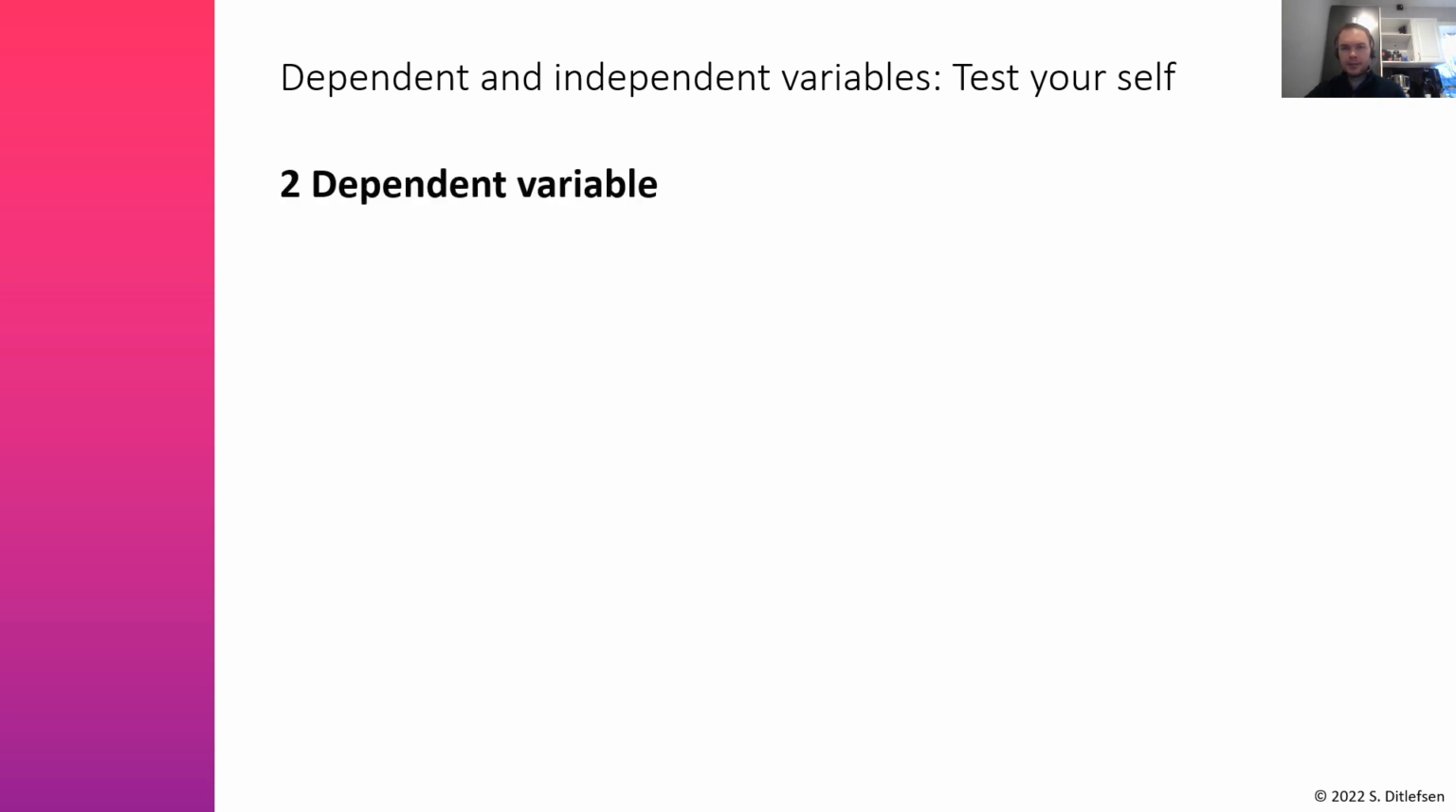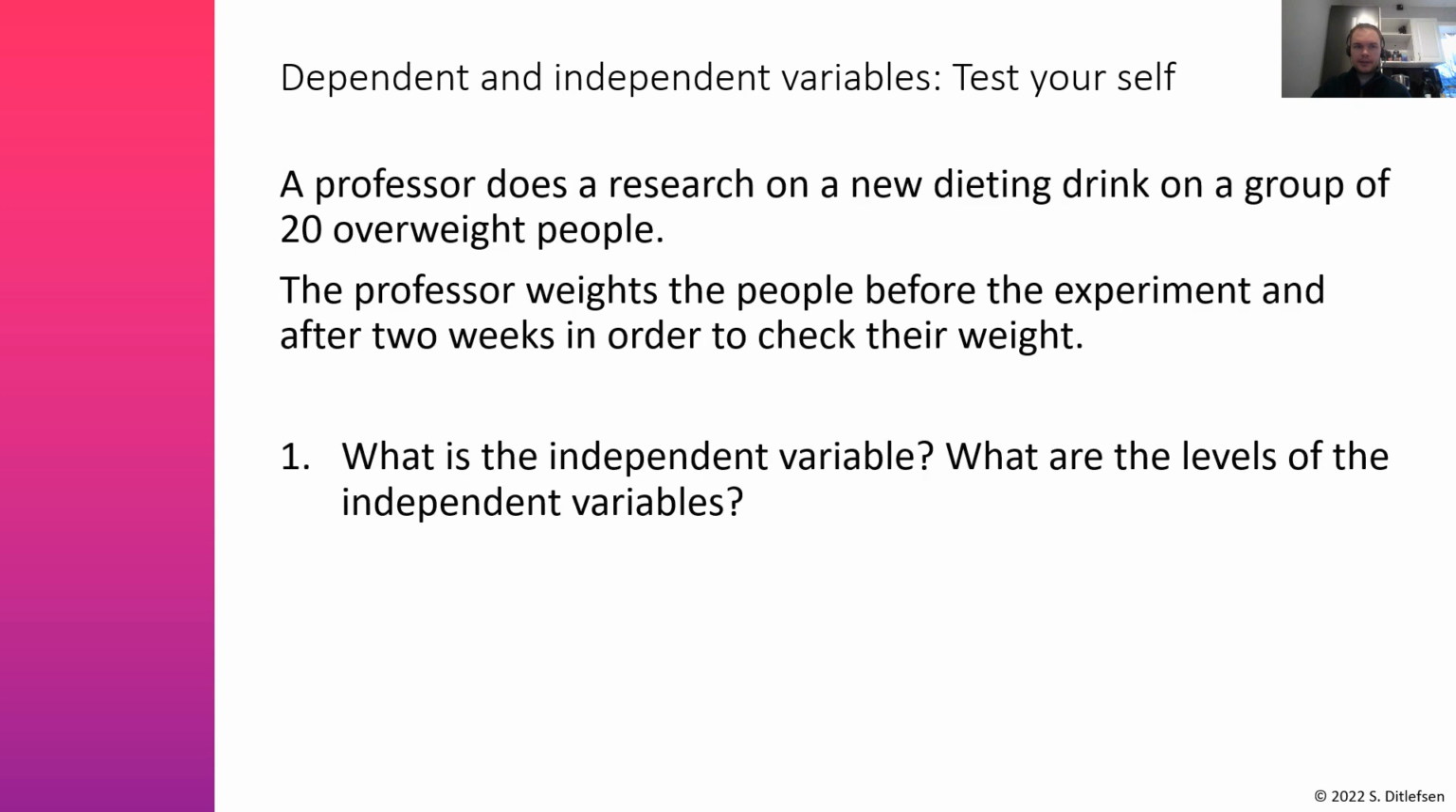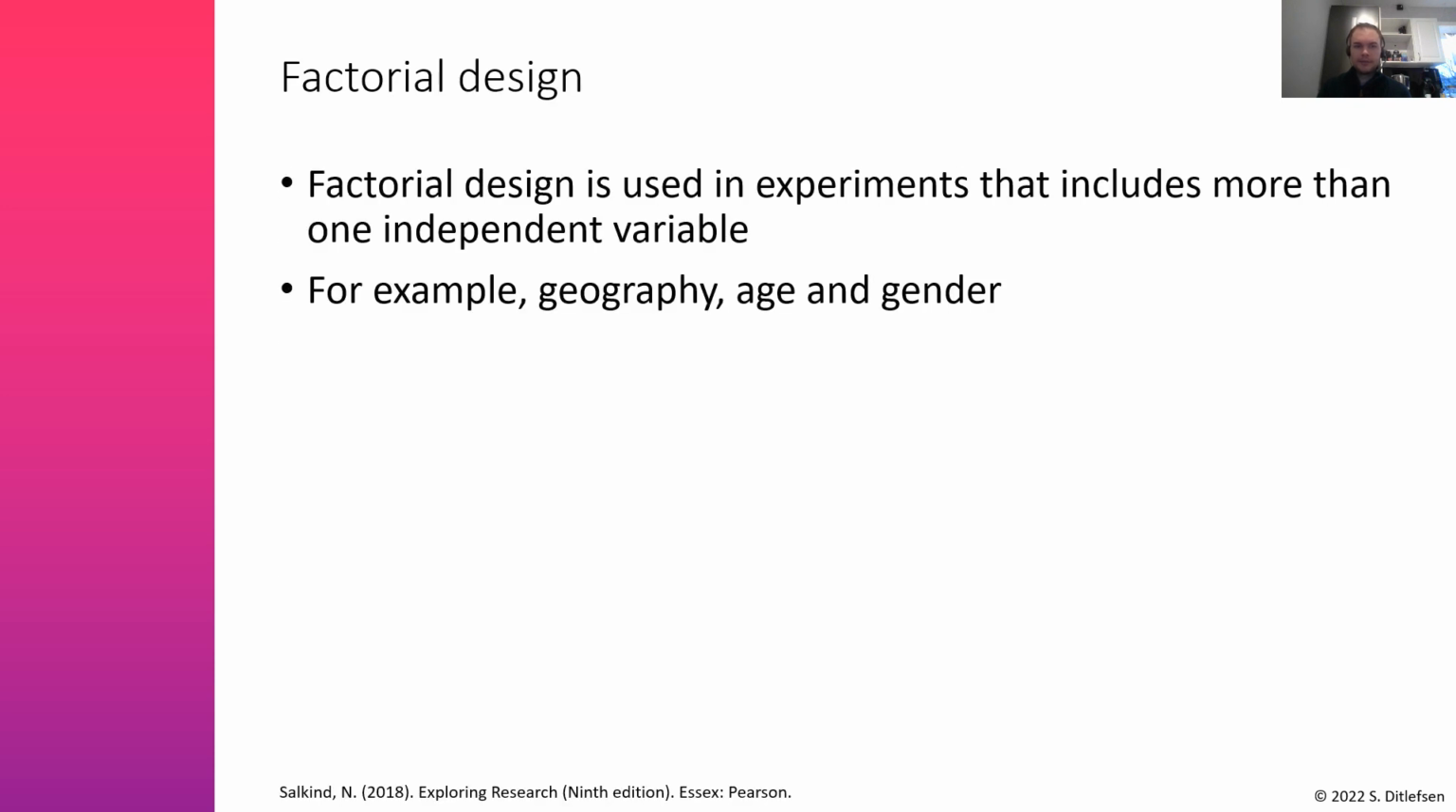Okay, dependent variable, we know this. Here it is the weight. And this is it. You now know what the dependent variable is. You know what the independent variable is. The dependent, it's what we measure. The independent is what we manipulate. And the factorial design, you know that one also now. Factorial design is used in experiment that includes more than one independent variable. So we have more things, a lot of independent variables, so we need to factor them. We take a group of variables and we factor them to something. So this is the factorial design.